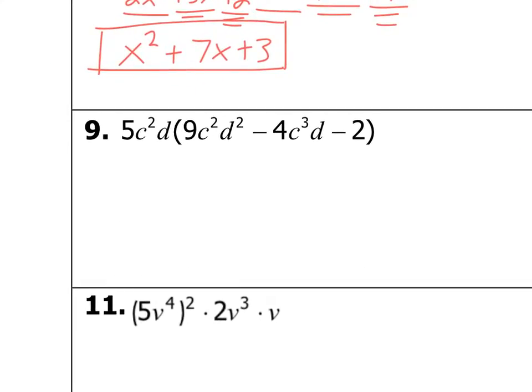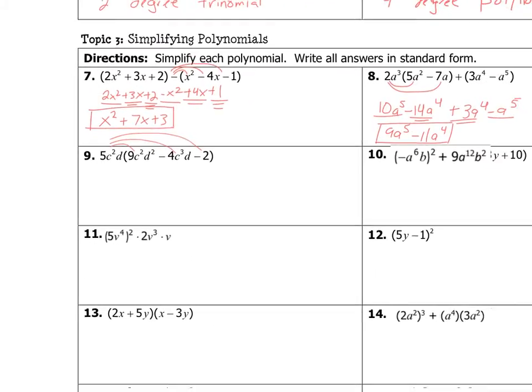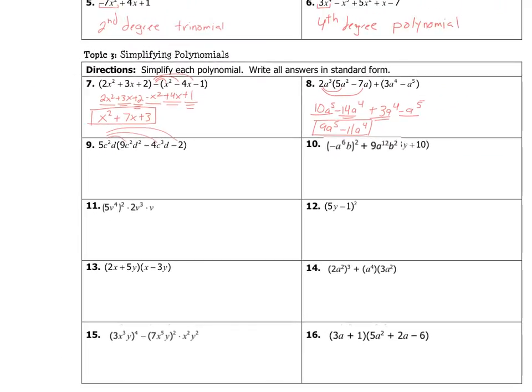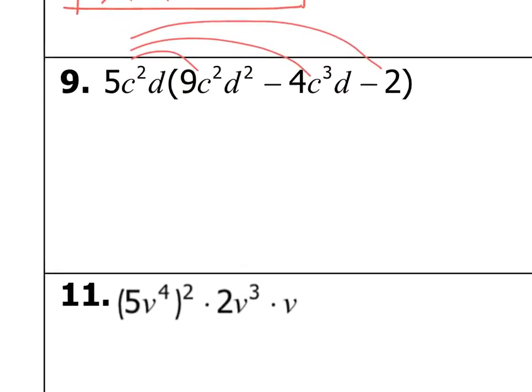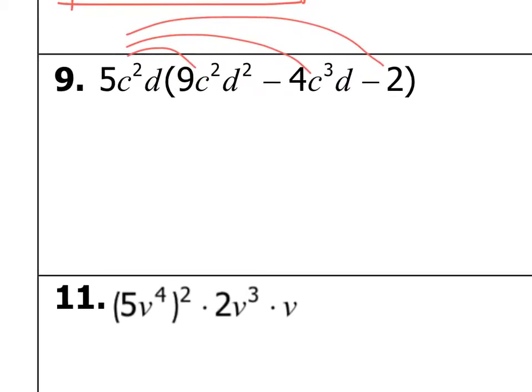Next, again, we're going to need to distribute to all three terms. So this would be 5 times 9, which is 45. Then c squared times c squared is c to the fourth. Again, remember product rule, 2 plus 2. And d times d squared would be d to the third.